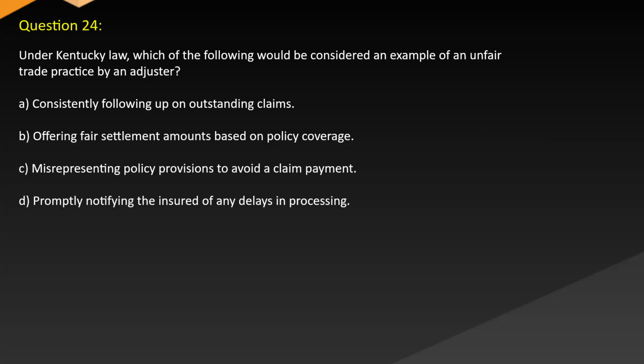Question 24. Under Kentucky law, which of the following would be considered an example of an unfair trade practice by an adjuster? A. Consistently following up on outstanding claims. B. Offering fair settlement amounts based on policy coverage. C. Misrepresenting policy provisions to avoid a claim payment. D. Promptly notifying the insured of any delays in processing.